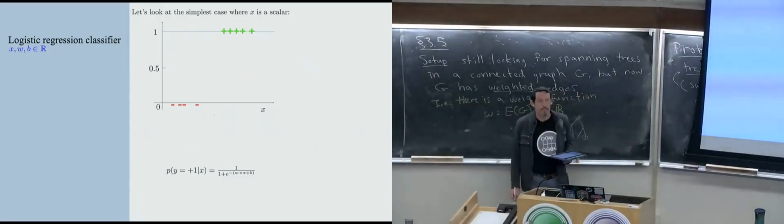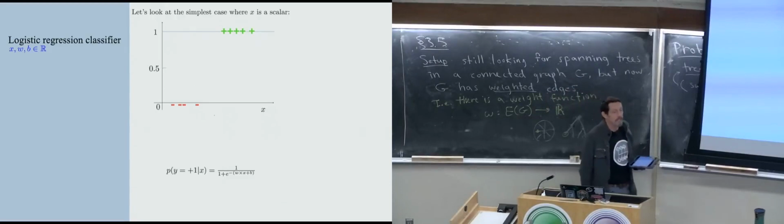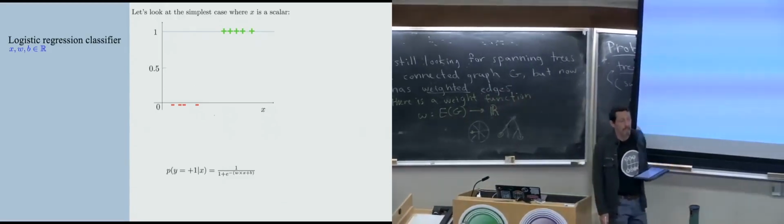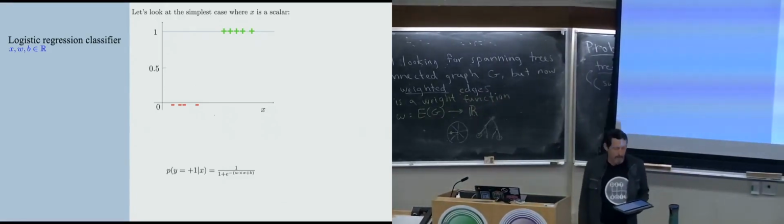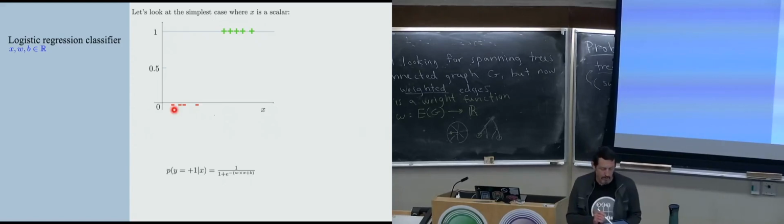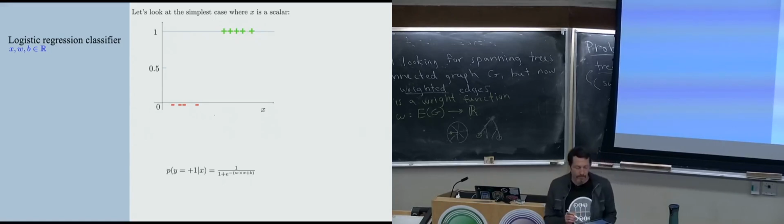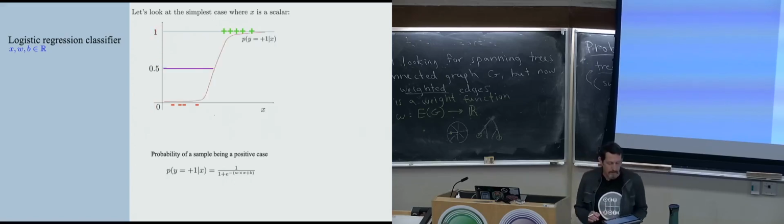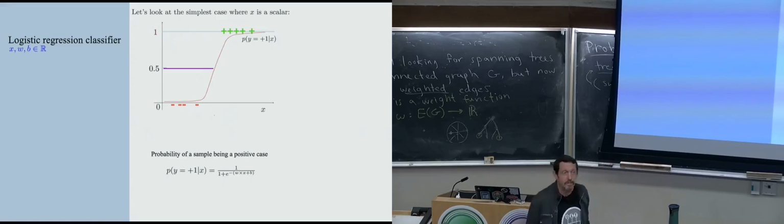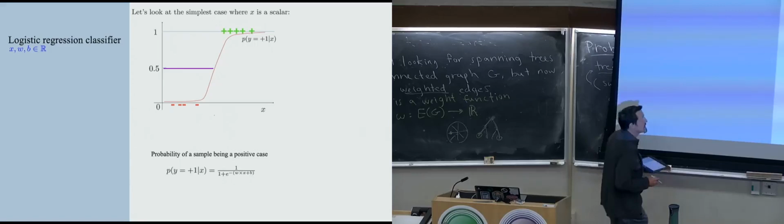So let's look at the simplest case. We've got a 1D, single x variable situation. At some point on the left side of this x variable, everything's negative class, and at some point on the right side, everything's positive class. We want our probability estimates to go from 0 to 1. Okay, so we put that sigmoid, or logistic, or logit, all words that mean the same thing, into there.